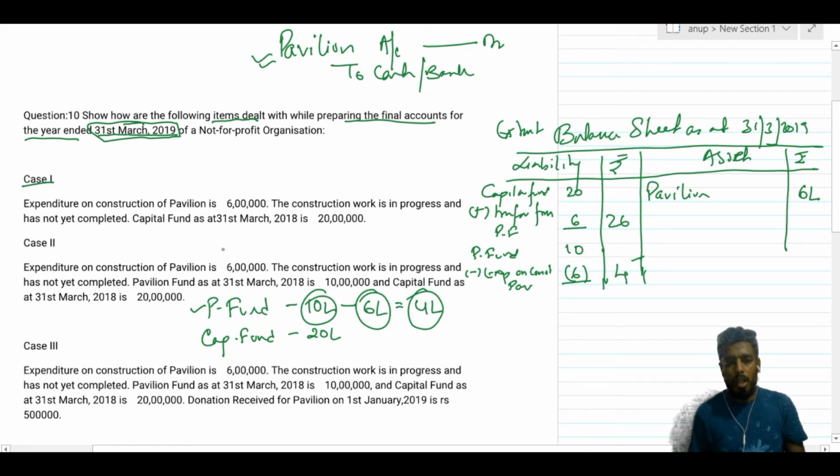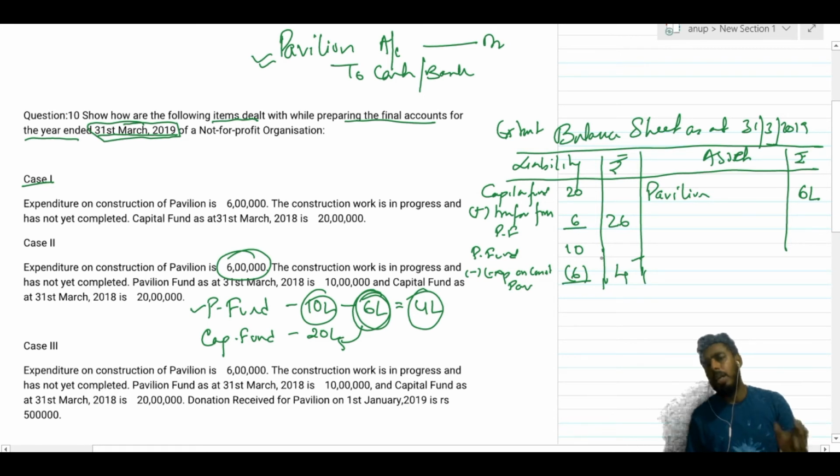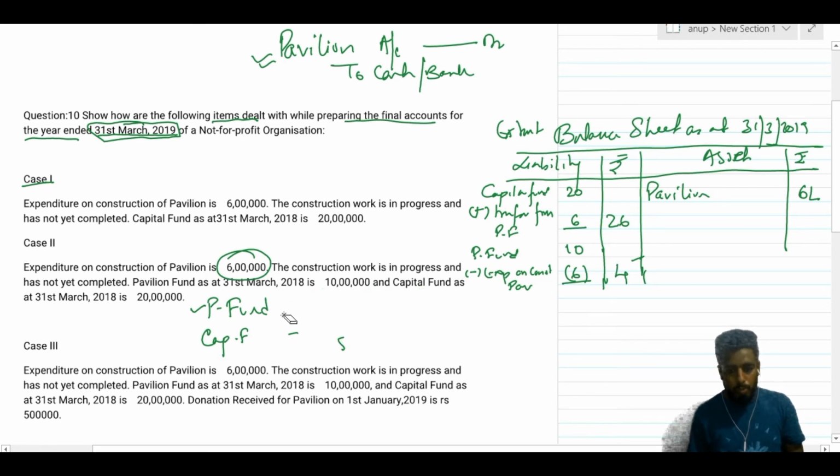Clear? 6 lakh, a new pavilion has been created, so it's been shown in the asset side. How has capital been increased? Since you have reduced the pavilion fund by 6 lakh, it was then transferred to capital fund. Therefore your capital fund has become 26 lakh now. So this is how it will be shown in the extract of balance sheet in the final account of NPO. Let us read the third case now.